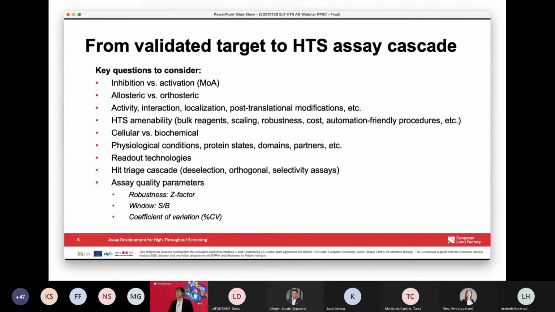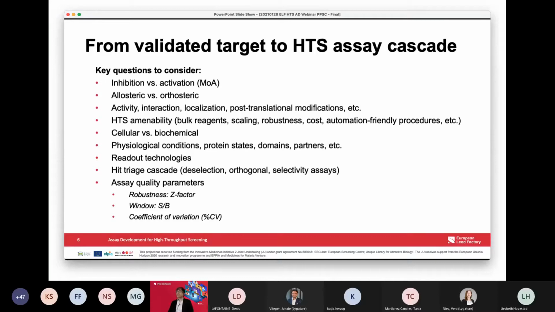It's important to know the physiological conditions in which the target is functional. For example, what protein states are required? Is a target active as a monomer, as a homo or heterodimer, or whether you require full-length proteins or you're trying to inhibit, for example, a certain domain of the protein target.